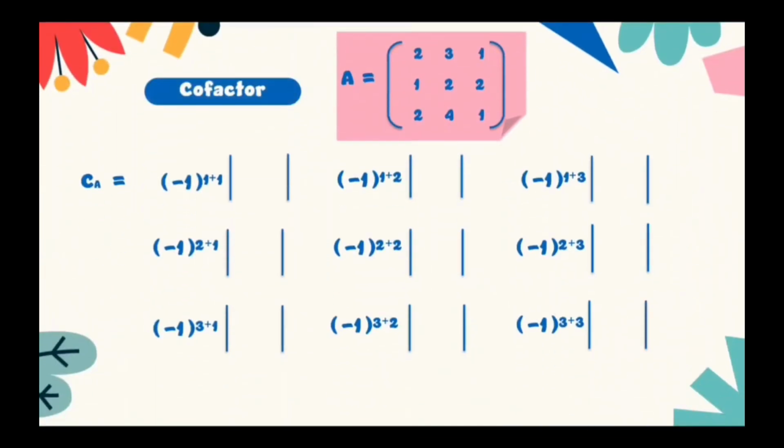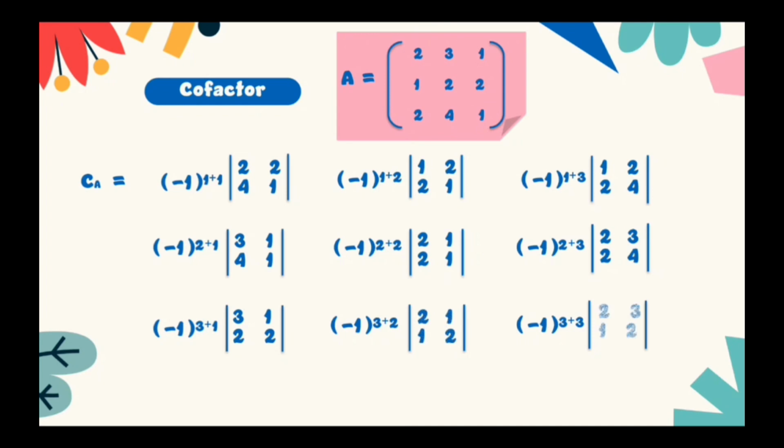The next step is to find the cofactor. For C11, we will have negative 1 power of 1 plus 1 multiplied by minor 1 1, where minor 1 1 is 2 2 4 1. The minor for 1 2 is 1 2 2 1 and the minor for 1 3 is 1 2 2 4. Repeat the same step for each of the elements in matrix A.